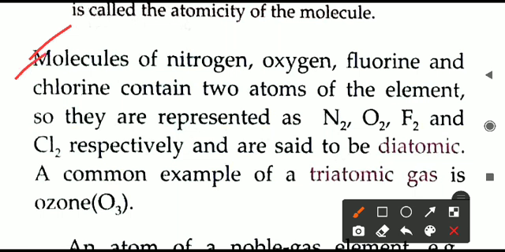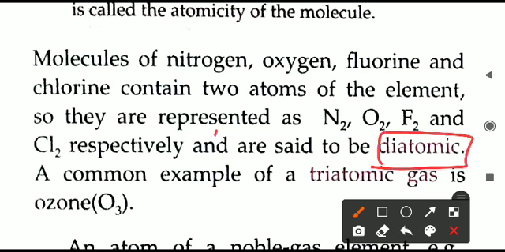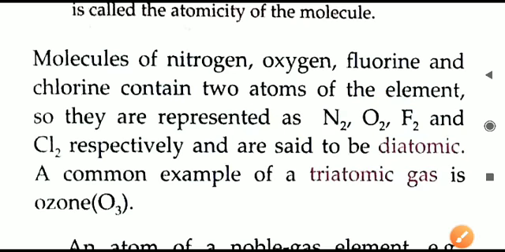Here, first, the molecules of nitrogen, oxygen, fluorine, chlorine, even hydrogen. In all these you can see 2 is written at the bottom right side: N2, O2, F2, Cl2, and in hydrogen H2. All these have two atoms of the respective elements in each molecule. Because each of these molecules is made up of two atoms, we say all of these are diatomic. Diatomic means the atomicity is equal to 2.